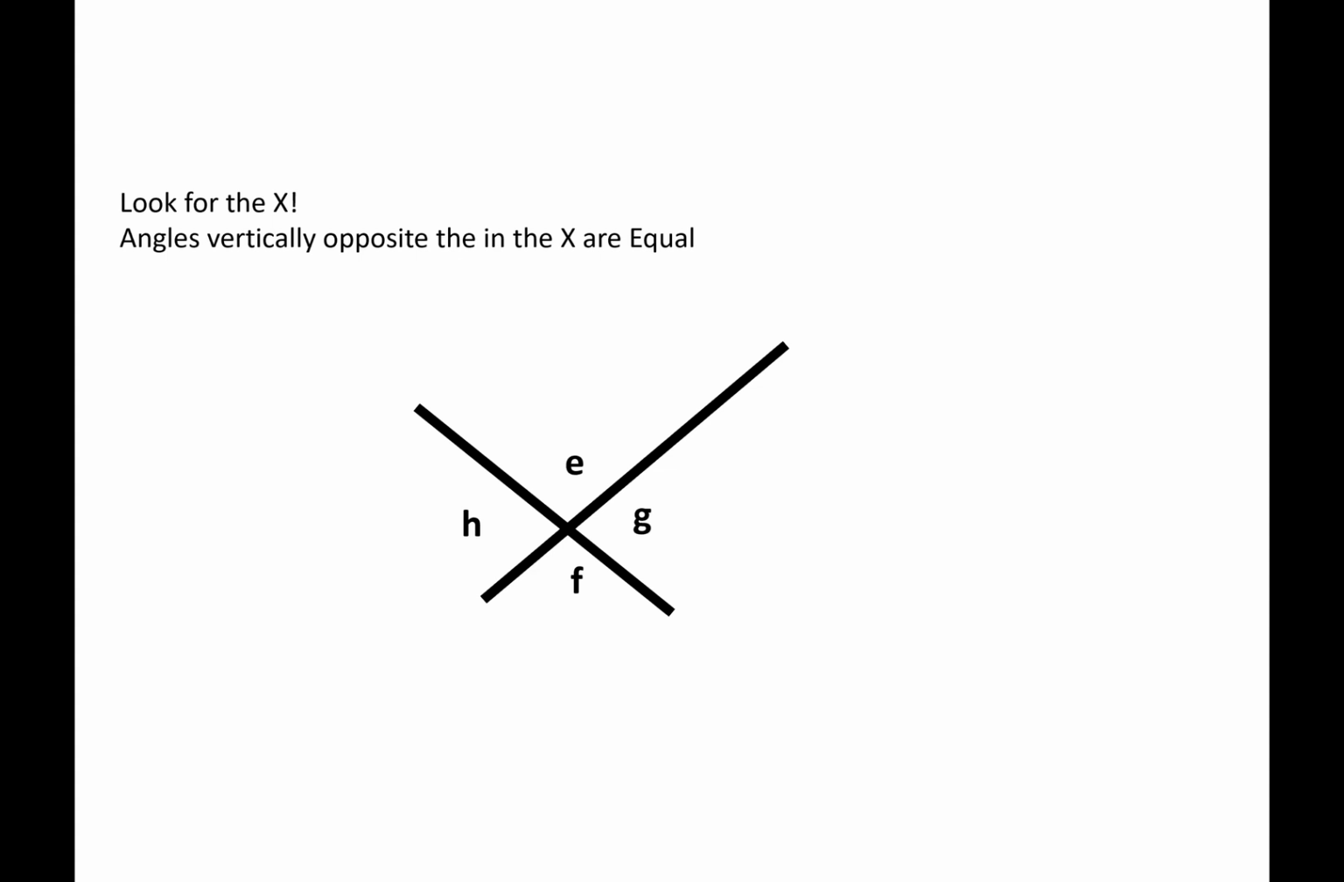Let's try a few more. What angles are equal in the following diagram? When looking for vertically opposite angles, find your X. Here we have an X. Angles opposite in your X are equal. This means that angle E, because we don't have a size, we don't have to put in those lines, we can say angle E equals angle F. And angle H equals angle G. When showing an angle, you must write this symbol.